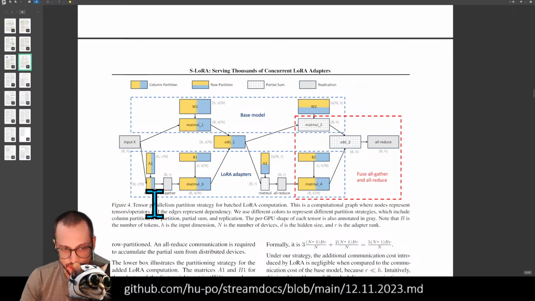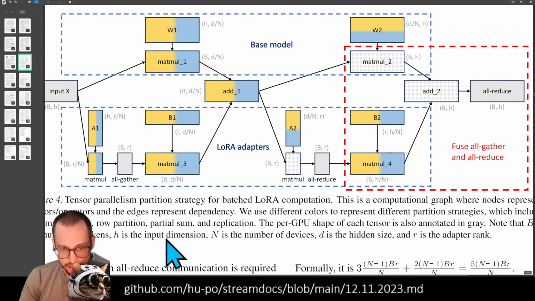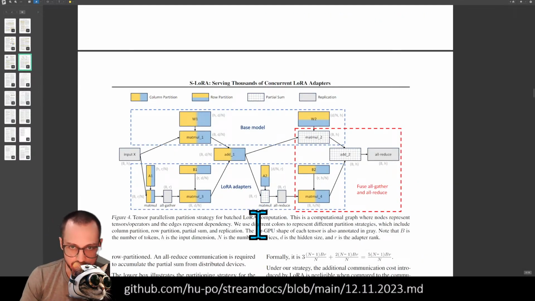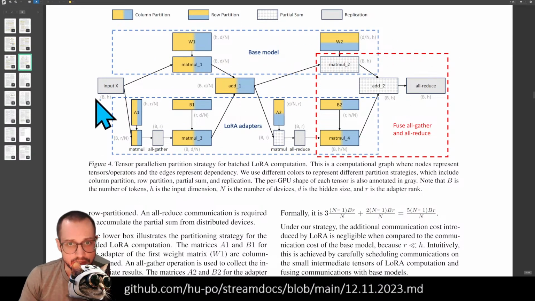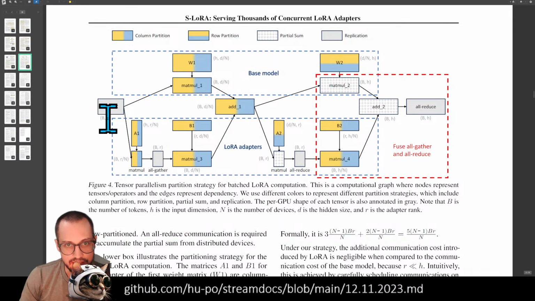Okay, so tensor parallelism partition strategy for batched LoRa computation. So you're trying to compute some inference with your LoRas, and it's batched, right? It's being batched by this scheduler. So here in your input, let's zoom in here so we can see a little bit better. Your input is of dimension b times h, right? So think of it as basically you have one token, or a batch size b of tokens of dimension h.